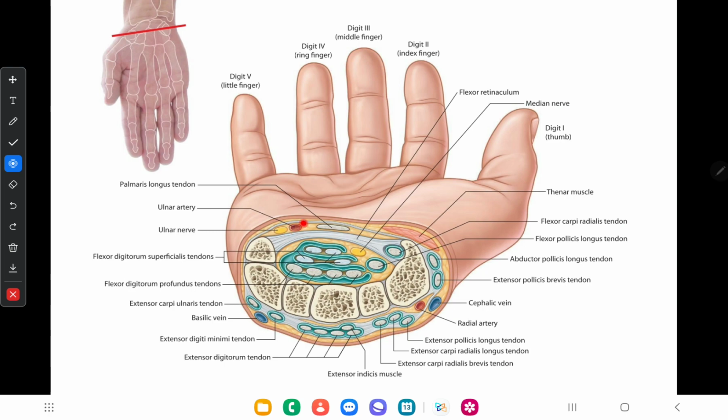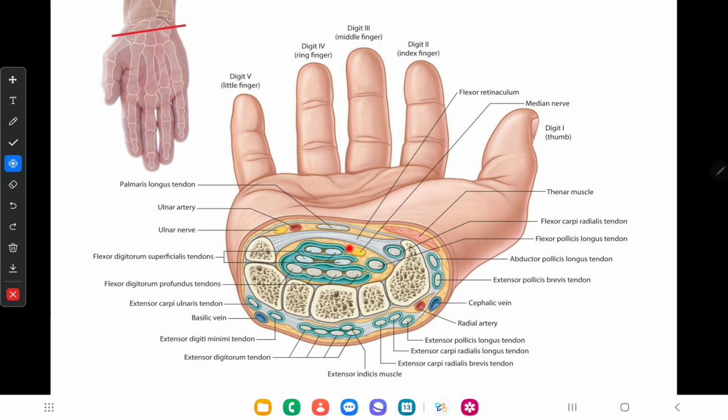You have to know the clinical correlation of the carpal tunnel. There is the median nerve inside this carpal tunnel. This carpal tunnel is a restricted space. It can be compressed when this space is narrowed. The median nerve can be compressed when this space becomes narrowed.